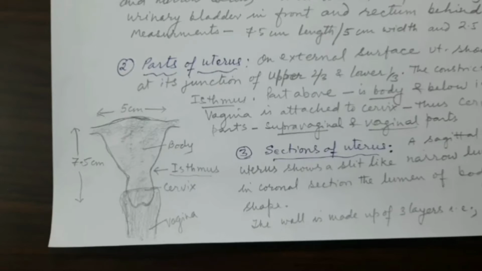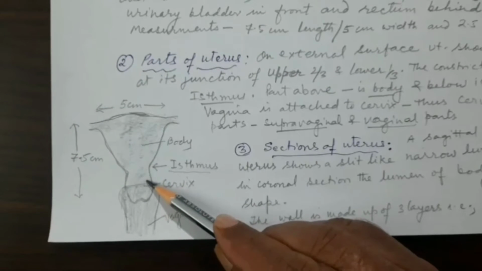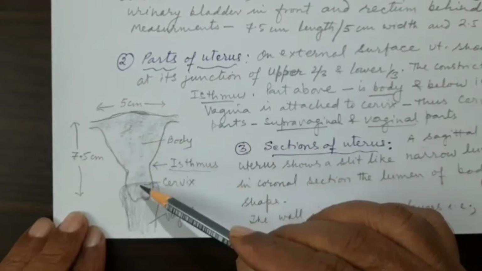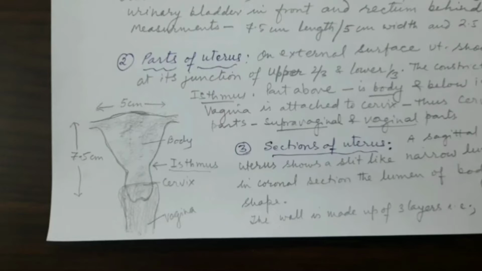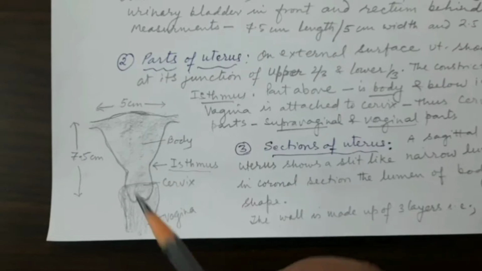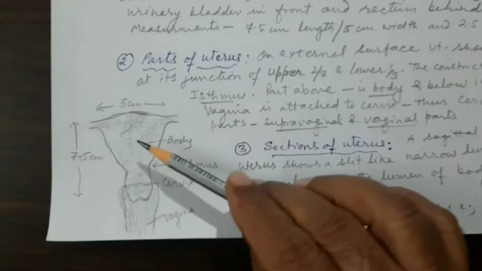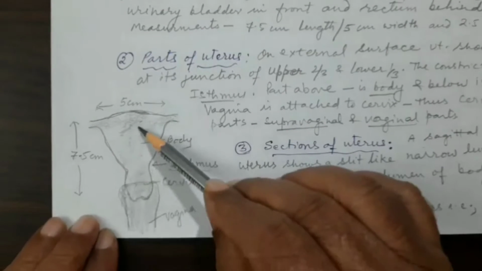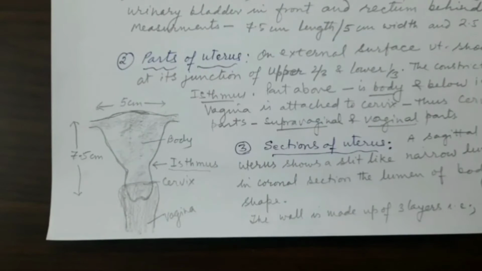So the cervix is now divided into two parts, a supravaginal and a vaginal part, okay? So these are the parts of the uterus, very broadly speaking. First I will tell you about the cavity which is present within the uterus, okay? And then we will come back to the detail of these parts.